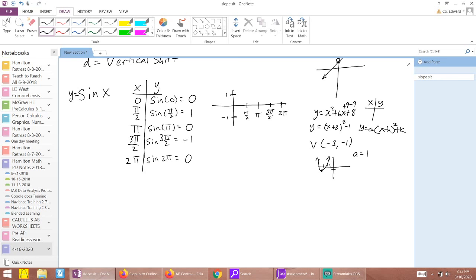Okay, so if x is 0, the y value is 0. If x is pi over 2, the y value is 1. If x is pi, the y value is 0. If x is 3 pi over 2, our y value is negative 1. And the sine of 2 pi is back to 0.